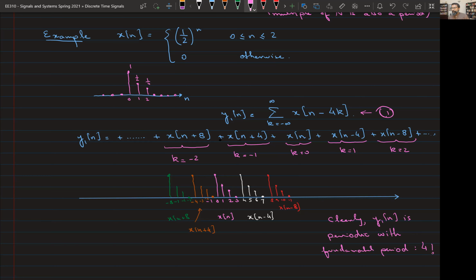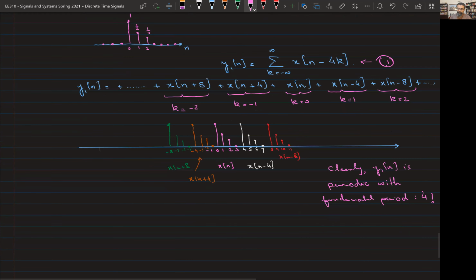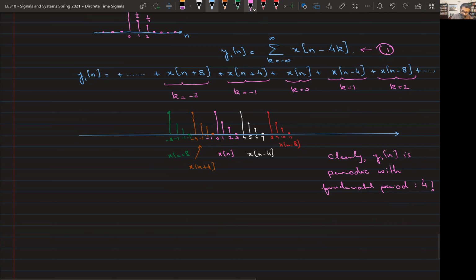All right. Now, let me ask you the following question. If by this visual inspection, or by just looking at the expression and understanding what's really going on, you figure out the fundamental period is 4, then why don't you just look at y1 of n? So here's y1 of n, and this is given as the sum over k equals minus infinity to plus infinity of x of n minus 4k. So that's y1 of n.